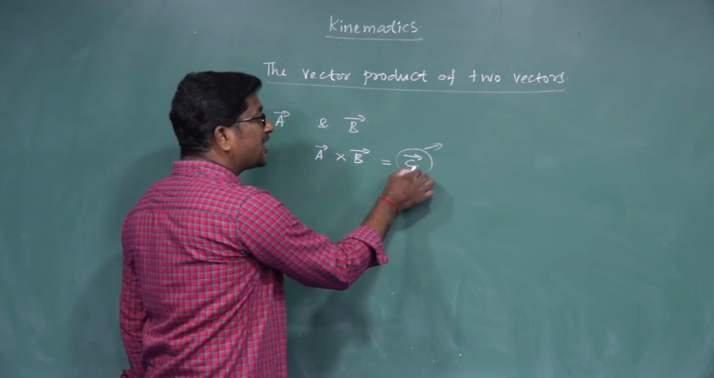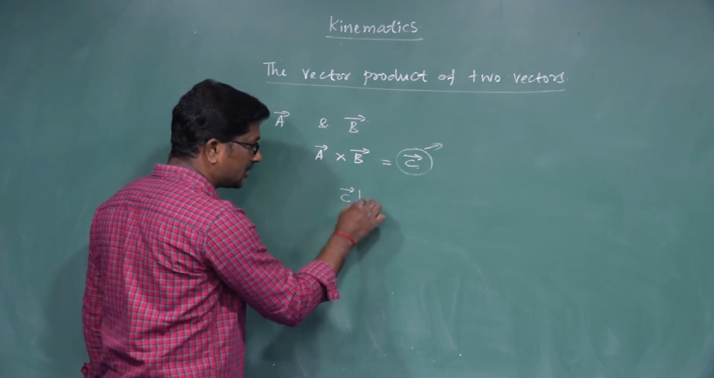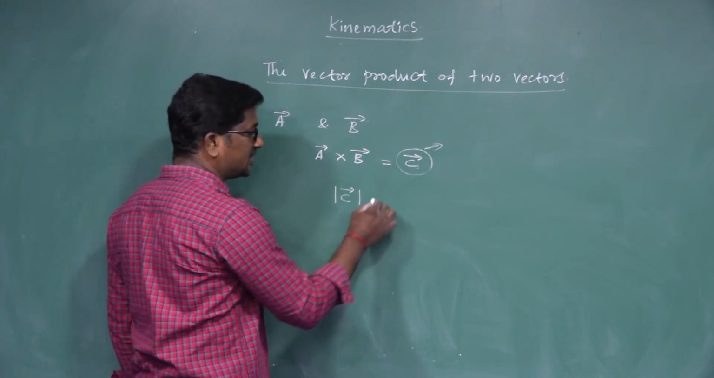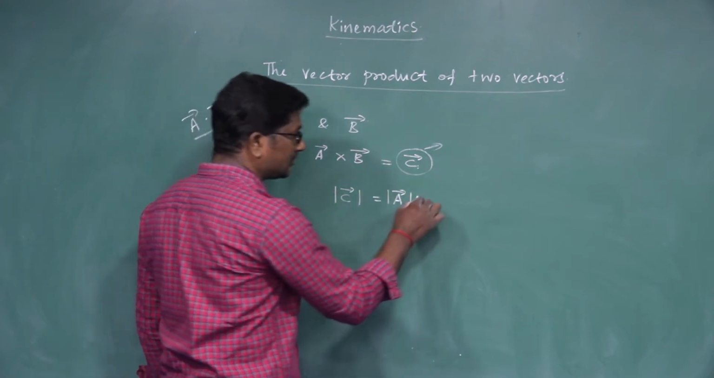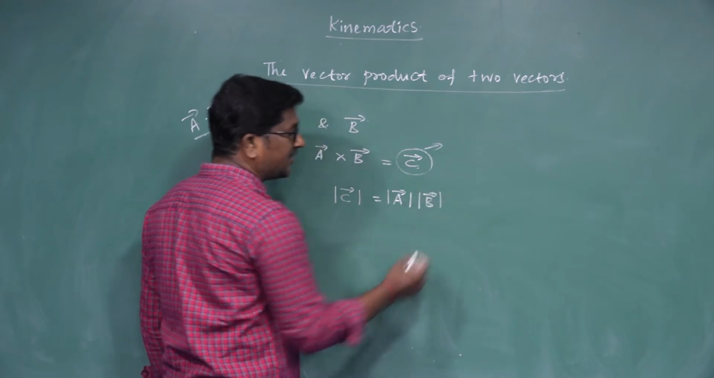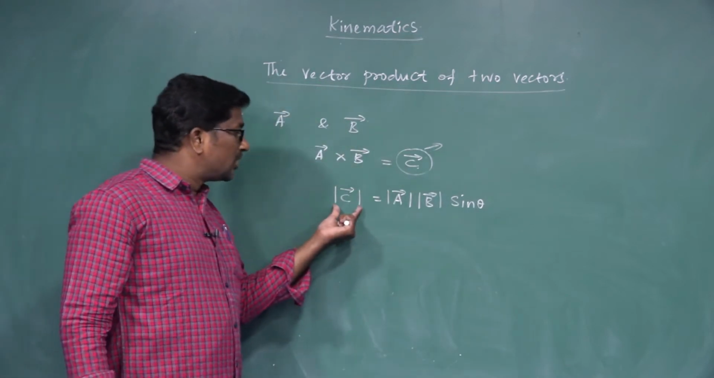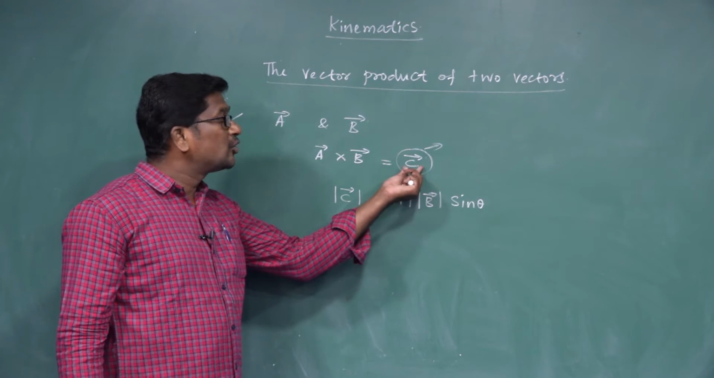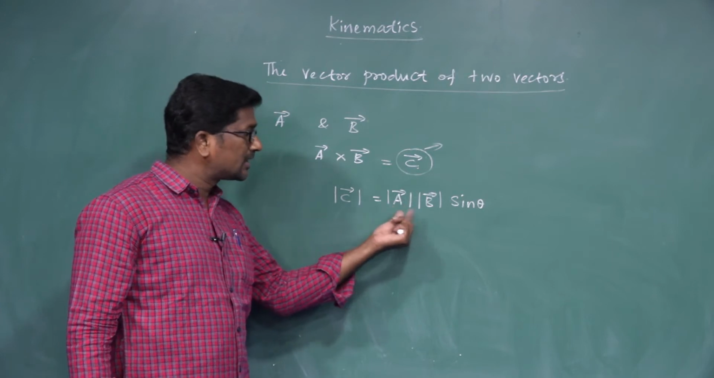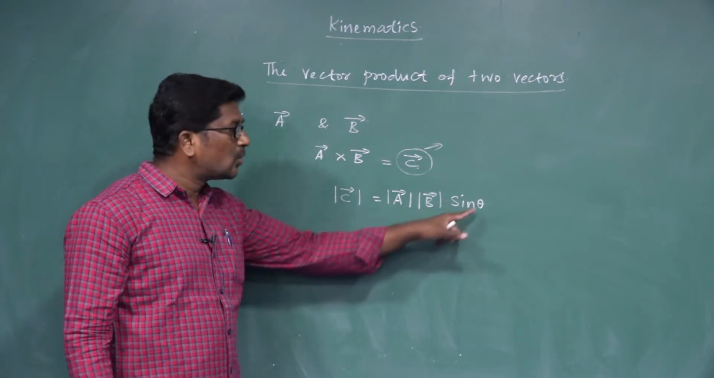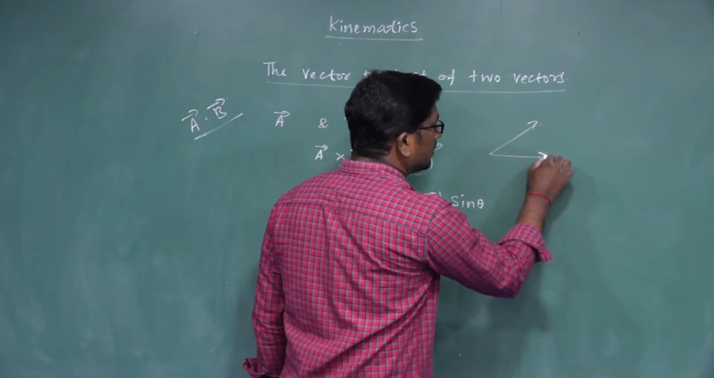The magnitude of the resultant vector, that is C vector, is written as modulus of C vector is equal to modulus of A vector, modulus of B vector, into sin theta. Modulus represents the magnitude. So the modulus of C vector is equal to modulus of A vector, modulus of B vector into sin theta. What is theta? Suppose the A vector and the B vector are acting like this.